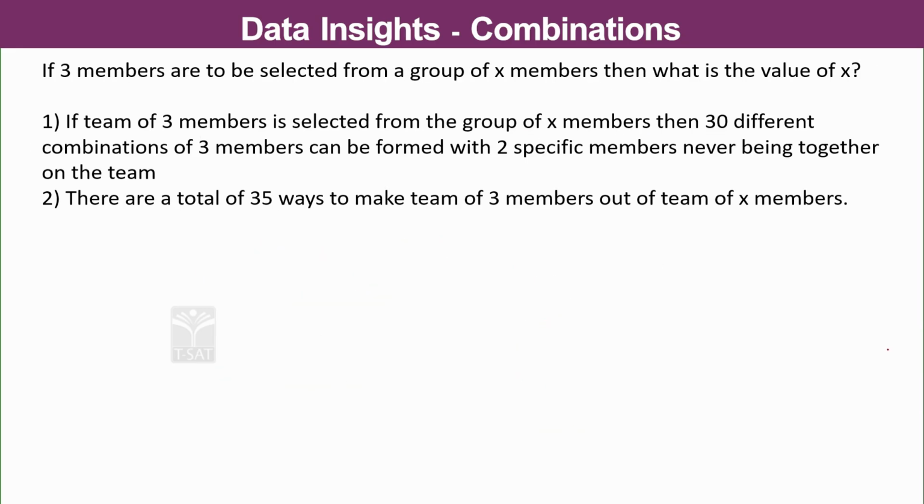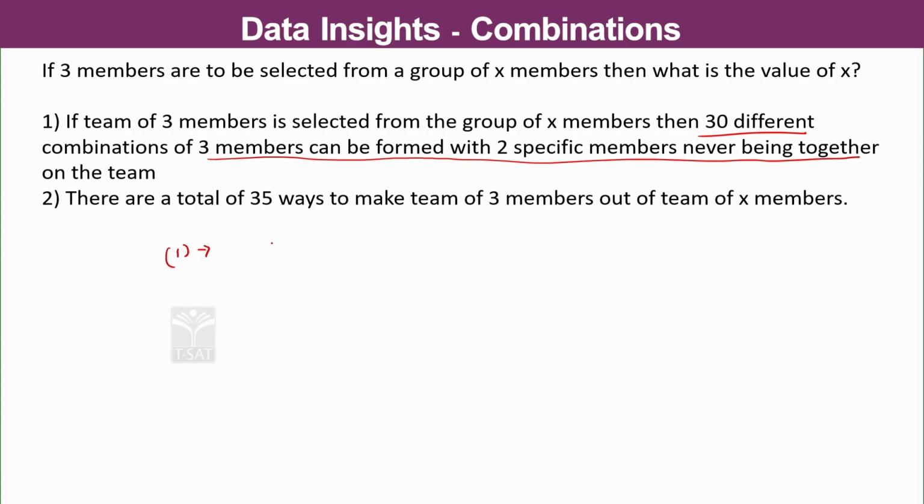3 members are selected from a group of X members, then what is the value of X? Statement 1: If a team of 3 members is selected from the group of X members, then 30 different combinations of 3 members can be formed with 2 specific members never being together on the team. And statement 2 says there are a total of 35 ways to make a team of 3 members out of X members. Looking at the first statement, you can do this by the method of elimination.